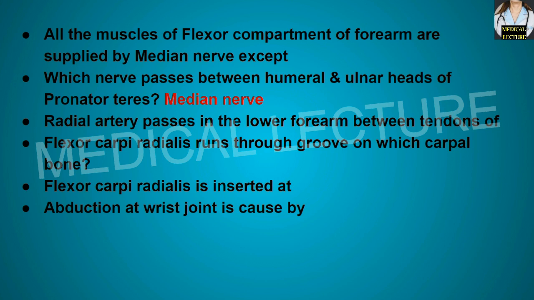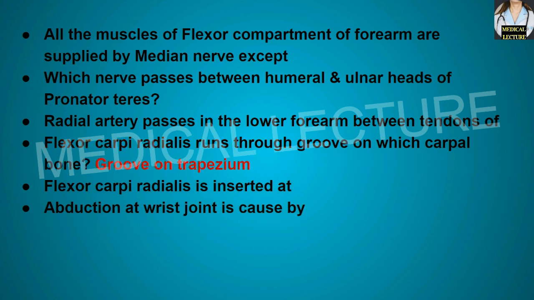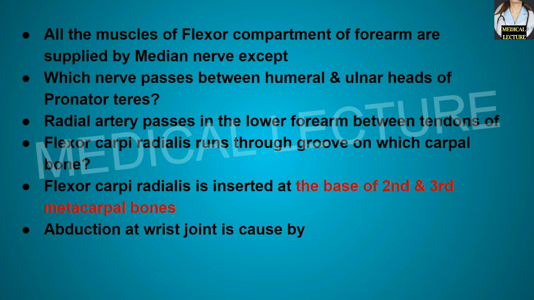Radial artery passes in the lower forearm between the tendons of flexor carpi radialis and the brachioradialis muscle. Flexor carpi radialis runs through the groove on which carpal bone? It runs through the groove on the trapezium bone. Flexor carpi radialis is inserted at the base of the second and the third metacarpal bones.